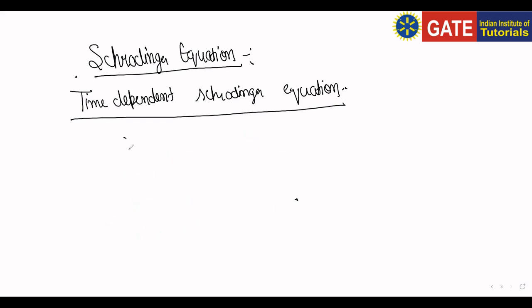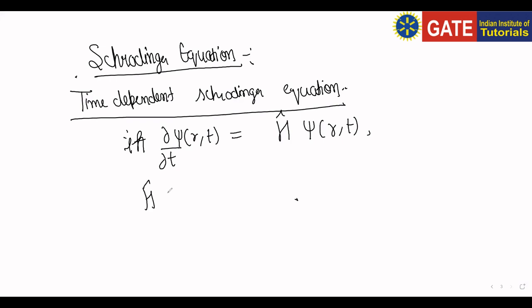iħ ∂/∂t of ψ(r,t) is the action of this Hamiltonian operator on ψ(r,t), where H is p vector squared divided by 2m, plus V(r,t). P vector squared means p dot p. And p squared can be written differently for spherical polar and Cartesian coordinates. In Cartesian coordinates, px squared plus py squared plus pz squared.